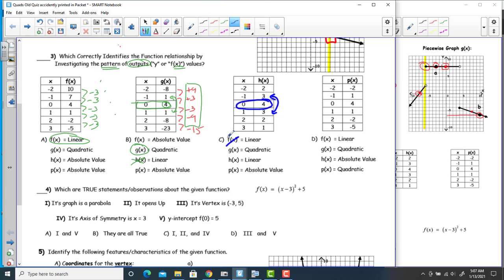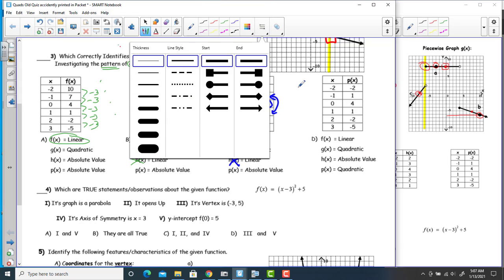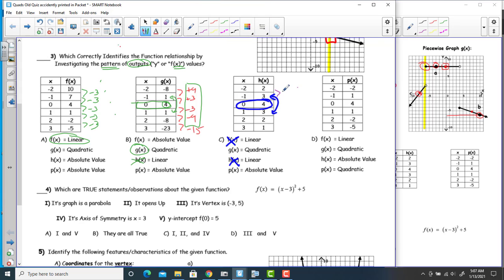So that means that we are not looking at a linear relationship, and therefore it must be either quadratic or absolute value. When we look at the rates of change, we see that throughout time, there's an increase of 1, and then 1 again, and then the relationship decreases by 1 over and over again.